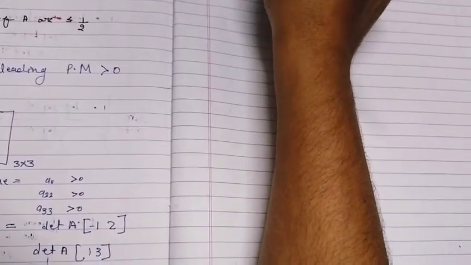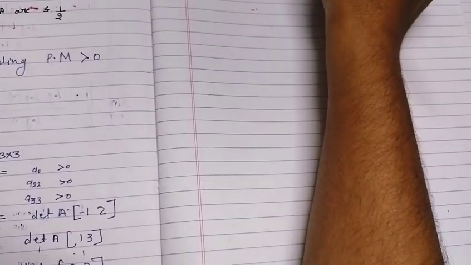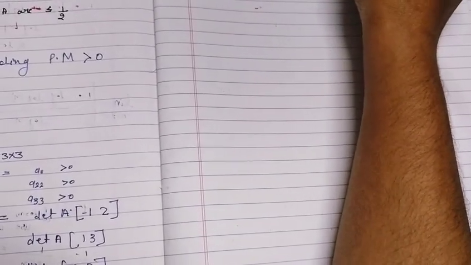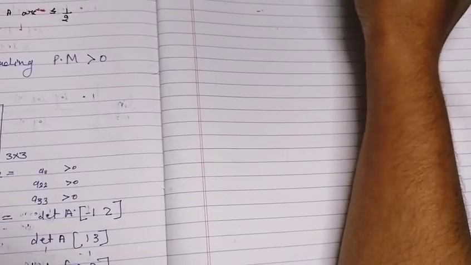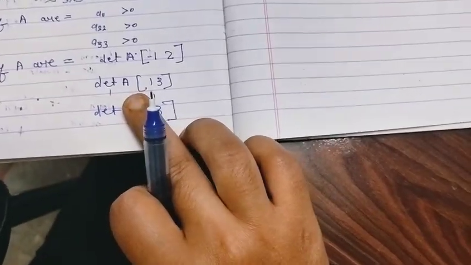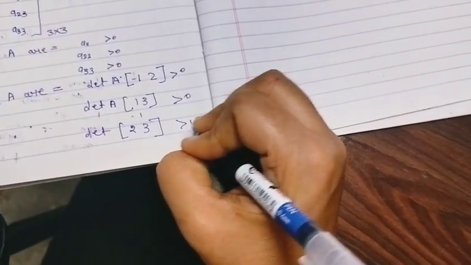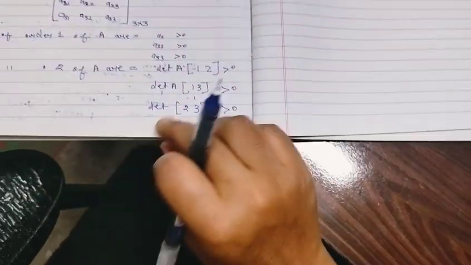Or we can simplify it more: determinant of A12 is A11, first row first column, A12, A21, A22. This is a 2 cross 2 matrix. Similarly for determinant of this and this, all should be greater than 0. This should be strictly greater than 0 for a positive definite matrix.